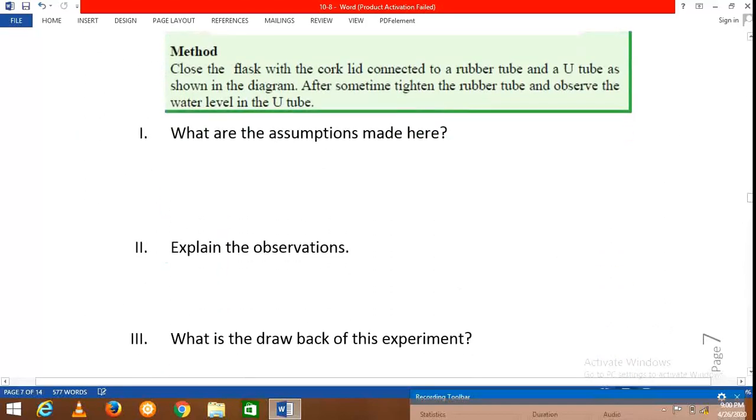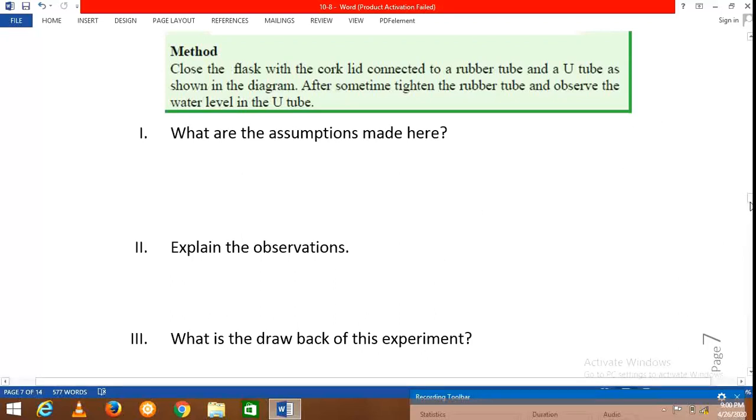What are the assumptions made here? So you can say all carbon dioxide is absorbed by potassium hydroxide. That is one assumption we made. And the second assumption is that the volume of oxygen obtained and the volume of carbon dioxide released are the same. Then explain the observations as I have explained.